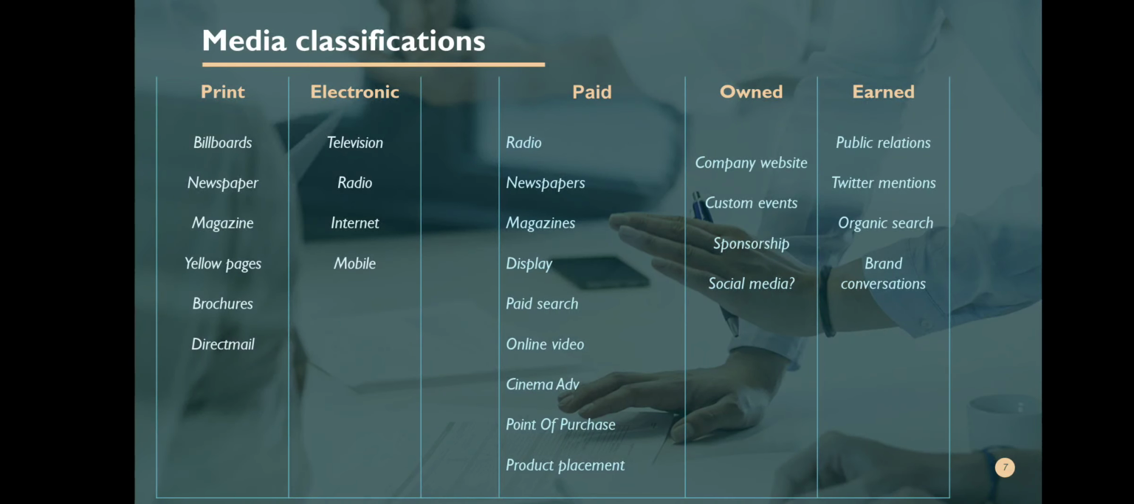In this lesson, we're looking at media classifications. This topic is important because, as media planners, we ought to be able to understand the various media platforms available to us, their strengths and their weaknesses, so that we are better able to decide which platforms are good for which product or service that we are working with.